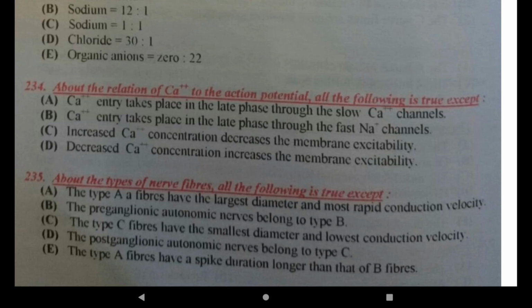Okay, so those are the alternatives that we have for 234. Let's think about the correct answer, the incorrect statement. The incorrect statement is B. Calcium entry takes place in the late phase through the fast sodium channels. That is the incorrect statement. The other statements are all correct. Calcium entry takes place in the late phase through slow calcium channels. That is correct. B is incorrect.